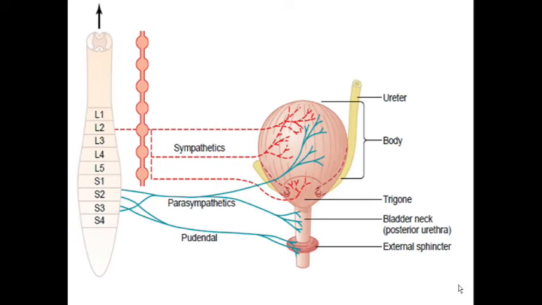So as you can see in this diagram, this is the body, these are the ureteric orifices, right and left, and the part between the interureteric ridge and the neck is called the bladder trigone and bladder neck, which continues as the posterior urethra, and then at the bulbomembranous junction there will be the external sphincter.